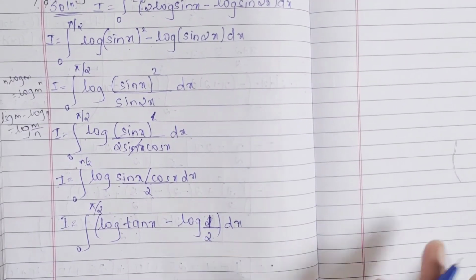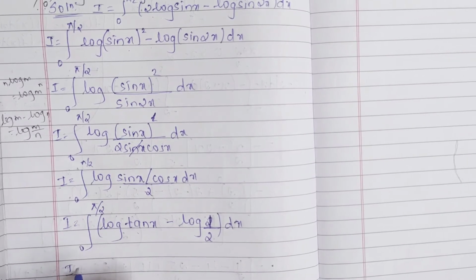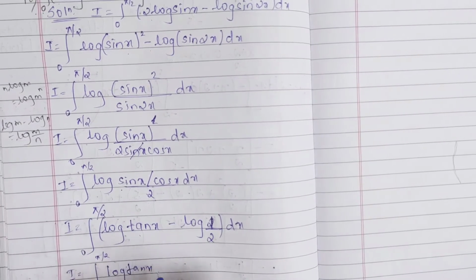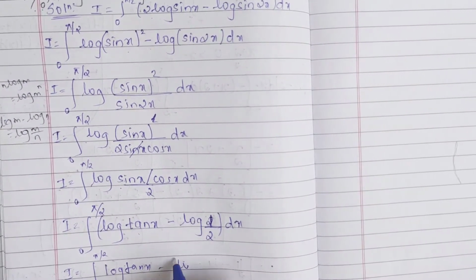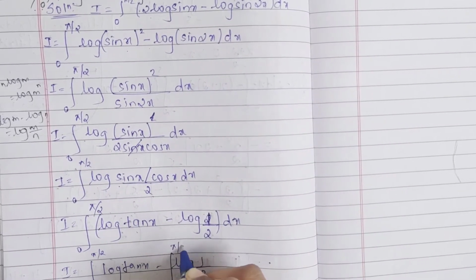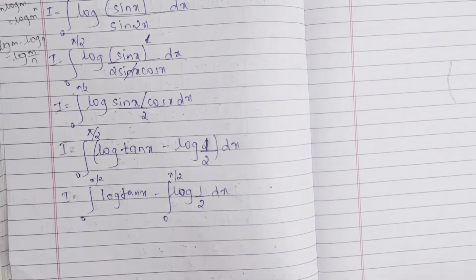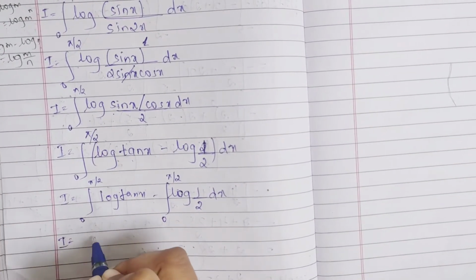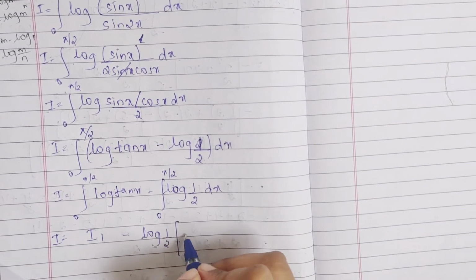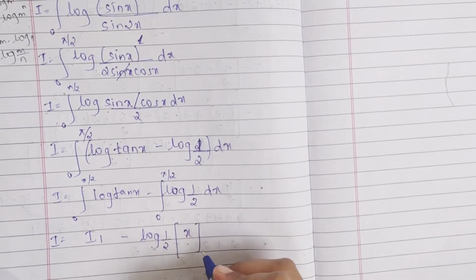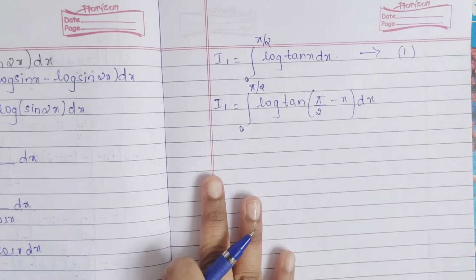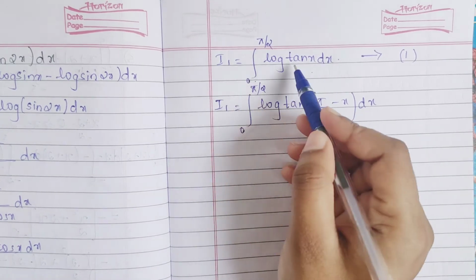Now we can see 2 terms we are getting. So separately we will apply the integrals: integral of log tan x from 0 to pi by 2, minus integral of log 1 by 2 from 0 to pi by 2 dx, right. So you will get 2 integrals. In this integral, log 1 by 2 is a constant itself, right. So 1 with respect to x, integration of dx is x itself, applied from 0 to pi by 2. So we are taking I1, okay, log tan x from 0 to pi by 2, take it as equation 1.